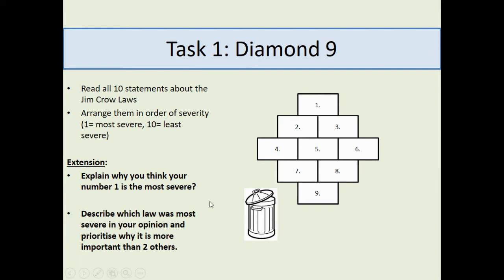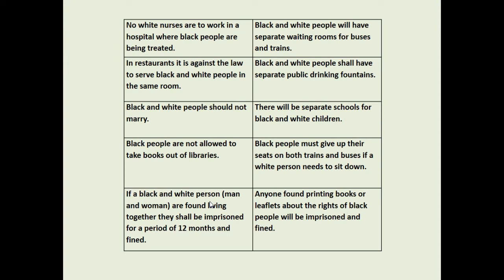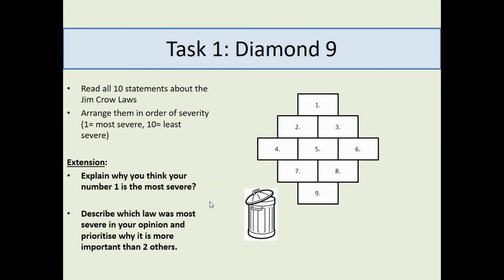And you've got some extension work here. So what I'm going to do is go through these. Now, if you haven't done this, please pause the screen now, draw out the diamond 9 with enough space for you to write these out, and then we will go through them. If you have done it, I can then explain what they all mean, and you can adjust any answers if you think, actually, now Miss has spoken about it, I think this one is worse. So pause the screen if you need to draw this out, or if you want to do it in your booklet, that's absolutely fine.